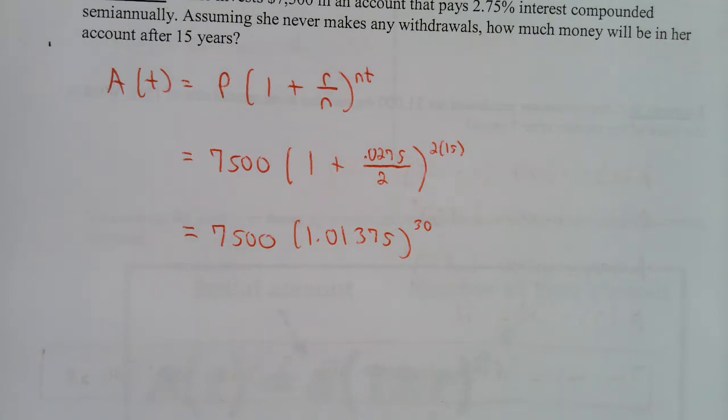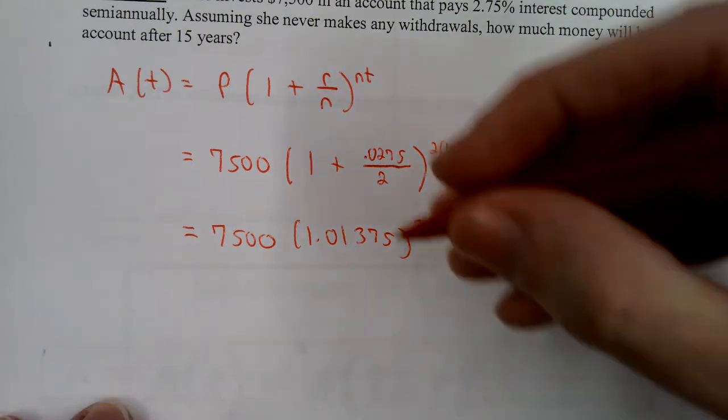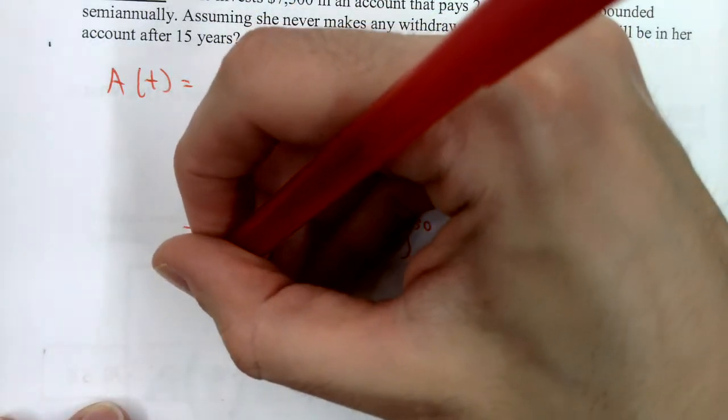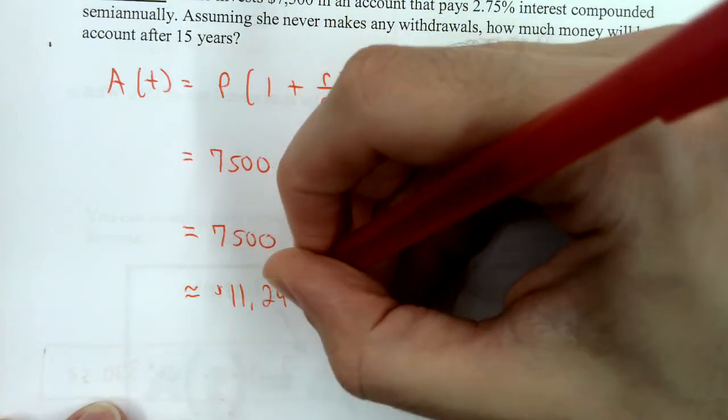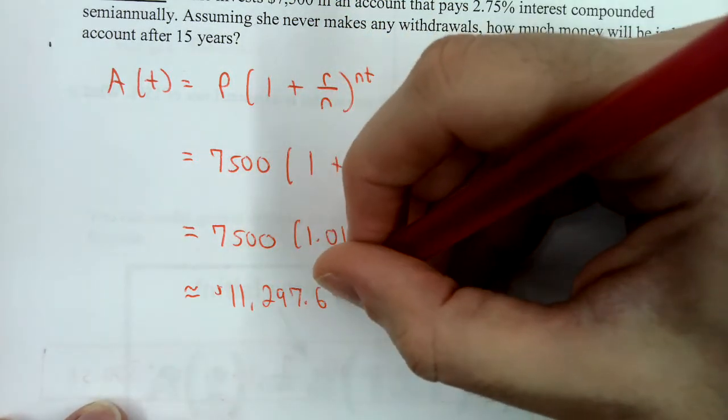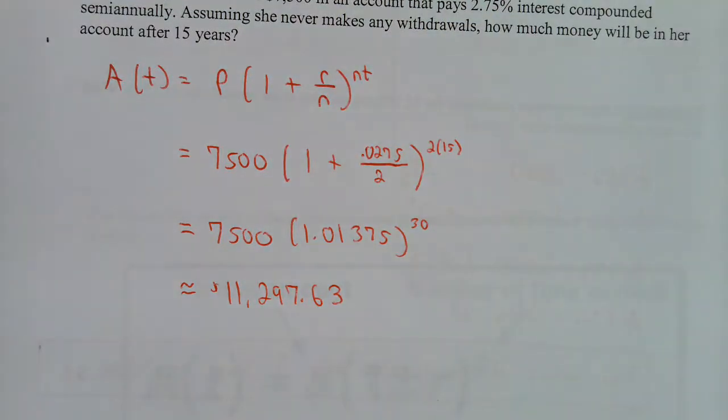And then let's do the number in the parentheses, 1.01375. Let's raise that to the 30th power and then times 7,500. And you get the final answer of 11,000. Let's round it to the nearest cent because it's a money problem. $11,297.63. Not bad.